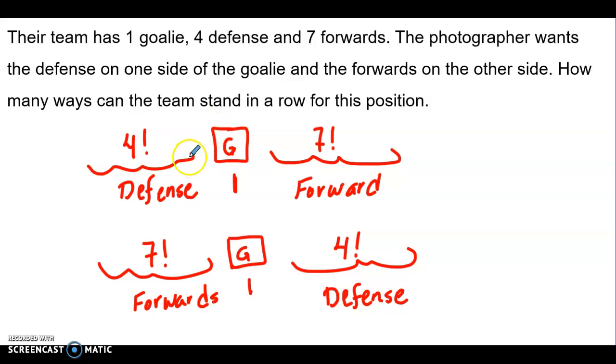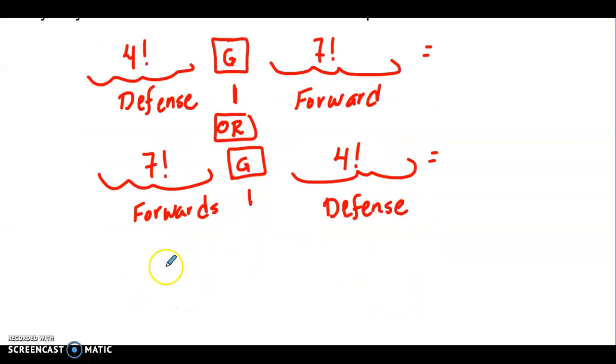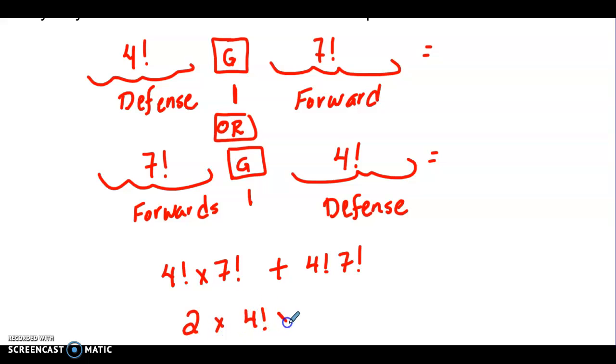So we can have case 1, or we can have case 2. So we can find the total number of ways in each case and add them together, or we can find 1 and multiply it by 2. So here we have 4 factorial times 7 factorial, and we can say plus 4 factorial, 7 factorial, or we can write that as 2 times 4 factorial, 7 factorial.